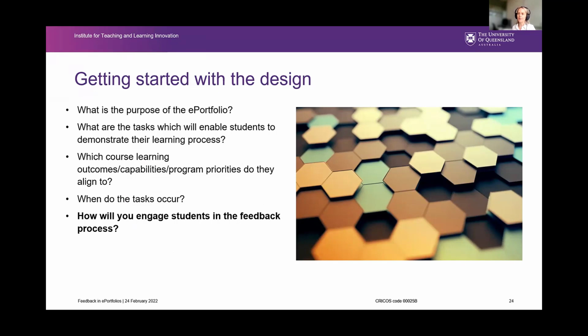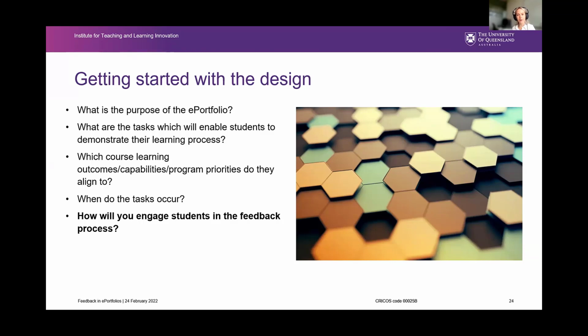Well, this is about some questions for the academics when I meet with them to understand those threshold concepts. So what is the purpose of the ePortfolio? What do you want to achieve? What are students going to demonstrate that they're meeting and achieving their learning outcomes? What are the tasks which will enable students to demonstrate their learning process? What can we put in there? What will students do to demonstrate? And then this constructive alignment: which course learning outcomes, capabilities, program priorities, employability skills do they align to? When do the tasks occur? Because that leads me into constructing some feedback spirals.